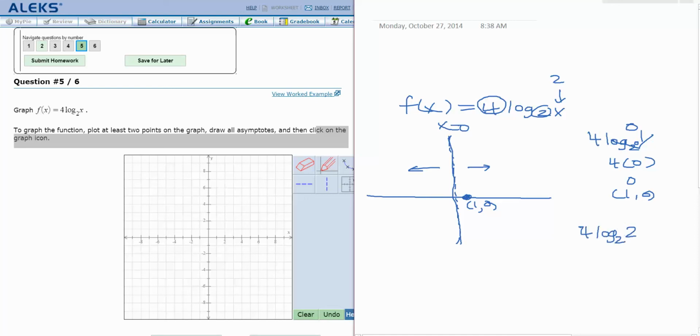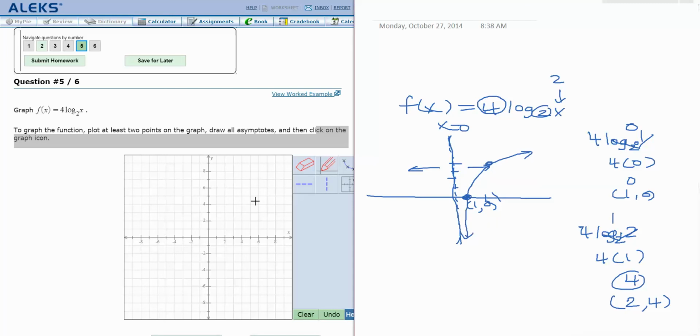What power of 2 becomes 2? Well, 2 to the first is 2. So log base 2 of 2 is the number 1. So now I have 4 times 1, which is 4, and that ordered pair was where I let x be 2 and I got y is 4. So what this does is multiplying by 4 creates a vertical stretch on the graph.